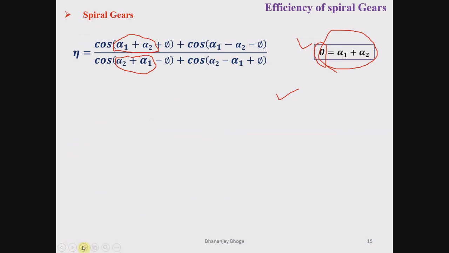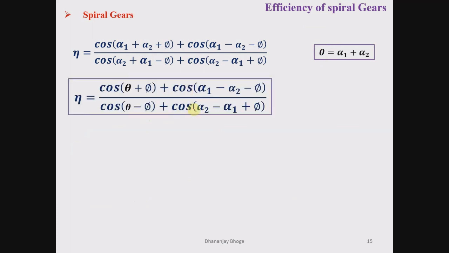Or this one in terms of theta. Okay. Now if you want to further simplify this equation, you can do it, of course.